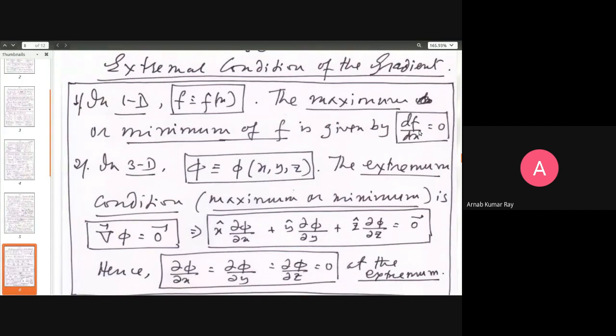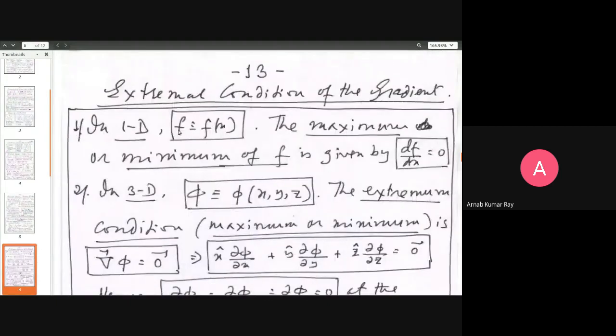How will you distinguish between the two? You look at the second derivative, which I have not discussed over here, but I expect you to know. This is something that we learn in school calculus. Second derivative positive means it's a stable minimum. Second derivative negative means it is an unstable maximum. So that is the extremal condition in 1D.